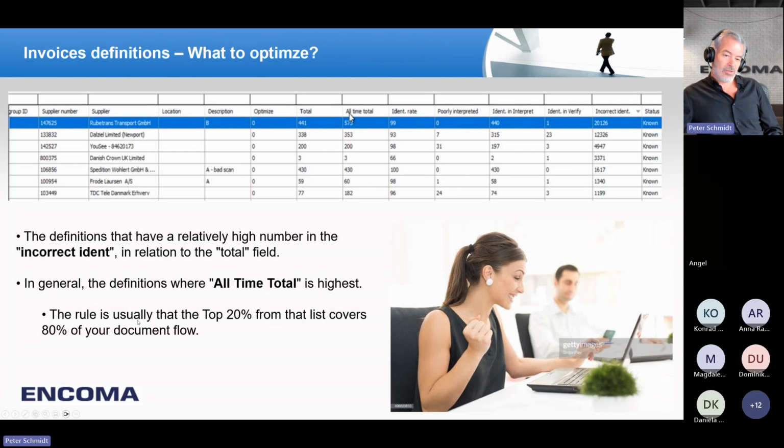Also, try and sort on the all time total. I don't know why it said all time total, but if you sort on that, you will get a list of the invoices that you receive the most, the suppliers that send you the most invoices, and of course it can be beneficial to optimize those. And if you can optimize your top 20 from that list, you will most probably cover 80% of your invoice flow.